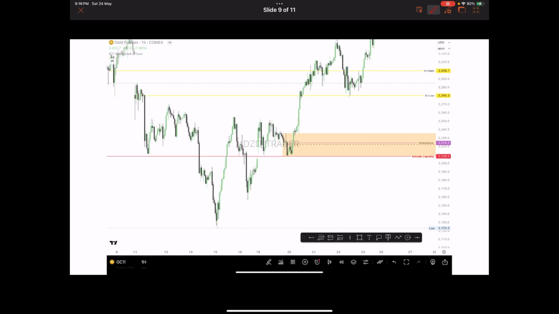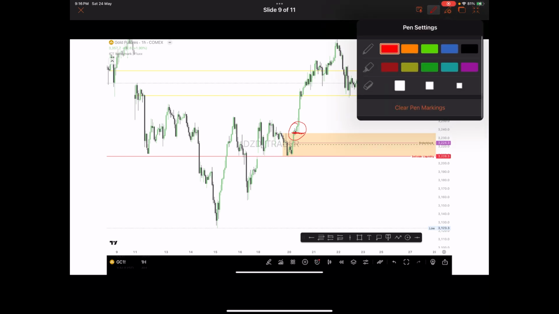I go to the 1 hour. I check the 1 hour chart. What happened in the 1 hour chart? I see that there is a consolidation here. All right, there's a consolidation there. So price consolidated at this range, and we have identified it as an order block.